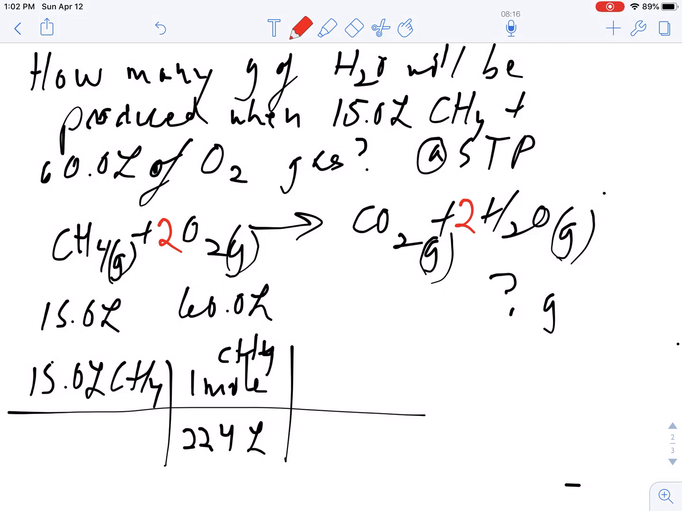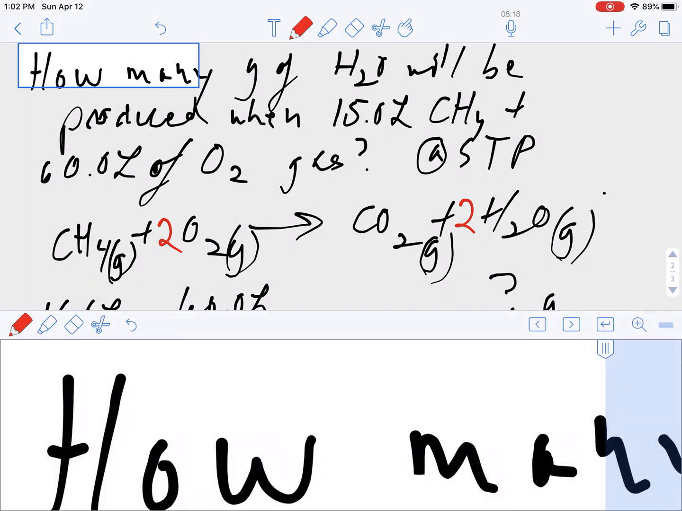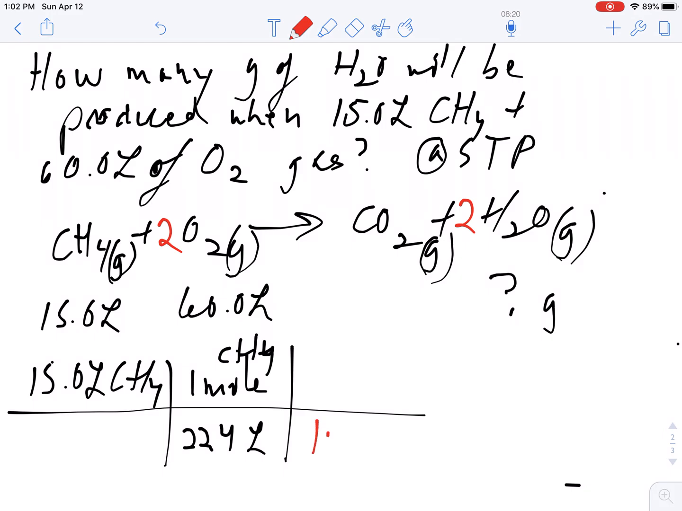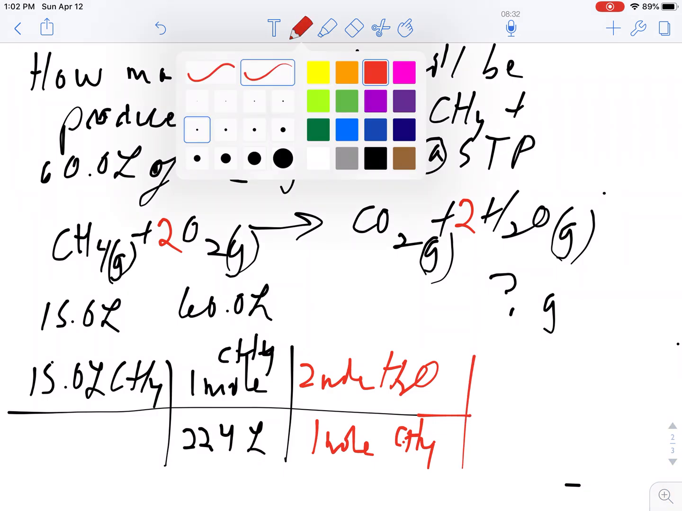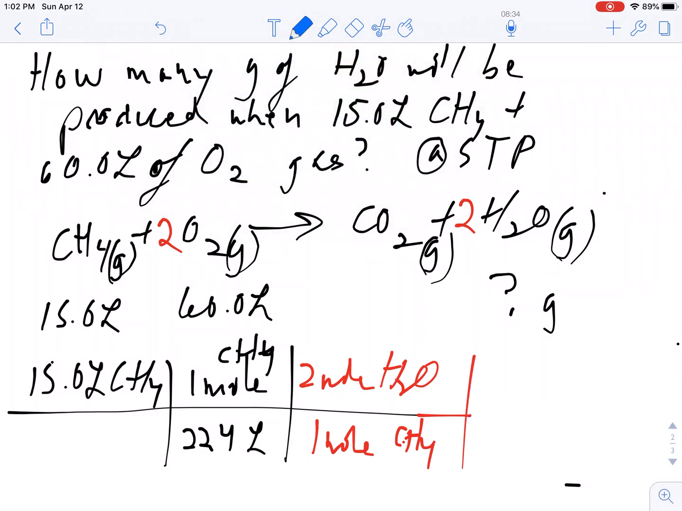Then my second step is to use the mole ratio. For every 1 mole of methane, I will produce 2 moles of water vapor. Okay? And then my third step is to convert to your unknown. And in this case, I want grams.